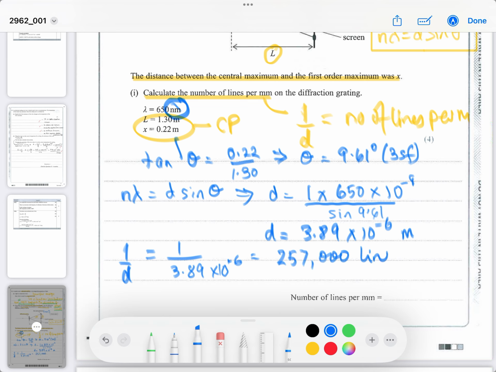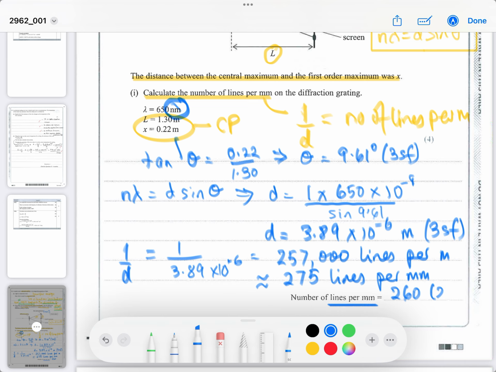257,000 lines per meter. So that's approximately 257,000, not exact, but that's for 3 significant figures like we did here. So that's going to be approximately 257 lines per millimeter. That's how many lines they managed to fit into that. And you can probably round it up to 260 lines per millimeter, already given to you in the units. That's 2 significant figures, and that will finish off this question. Go from 3 to 2 significant figures.